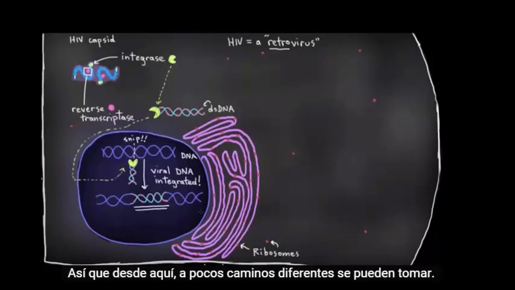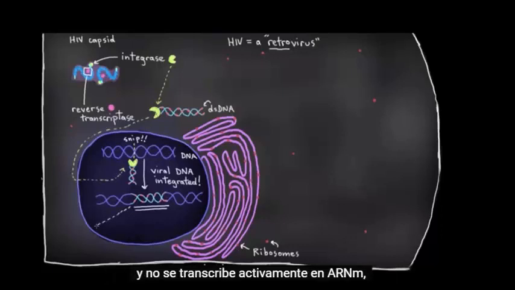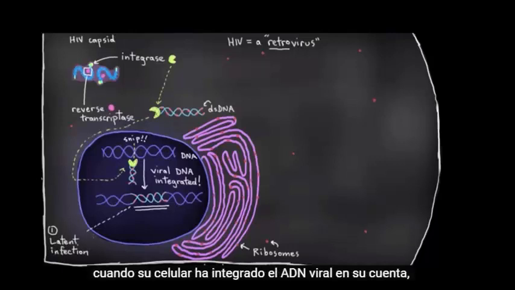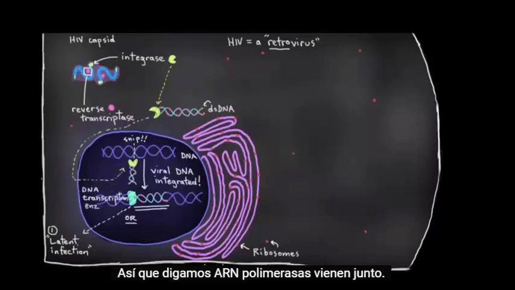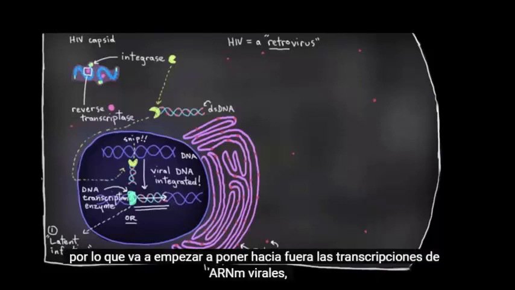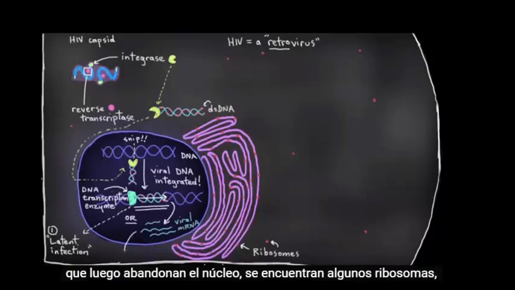So from here, a few different paths can be taken. Well, either this DNA just sits here and isn't actively transcribed into mRNA, and we call this a latent HIV infection, when your cell has integrated viral DNA into your own, but is not actively doing anything with that DNA. Or your DNA transcription enzymes might come along. This is usually the more likely thing that happens. So let's say RNA polymerases come along. Well, it's going to transcribe this viral DNA here just as if it was your own DNA. So it'll start cranking out viral mRNA transcripts, which then leave the nucleus.